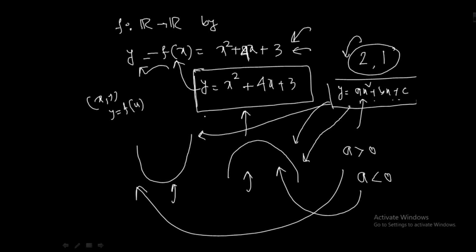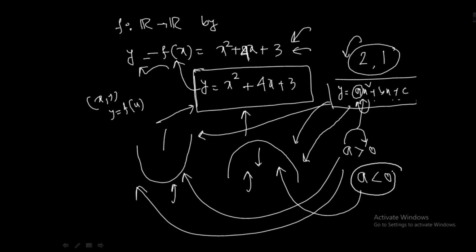Now tell me, which type of parabola will this be, vertically upwards or vertically downwards? It will be dependent on the value of a, which is the coefficient of x square. If the coefficient of x square is positive, then it is vertically upwards. If the coefficient of x square is negative, then it is vertically downwards.